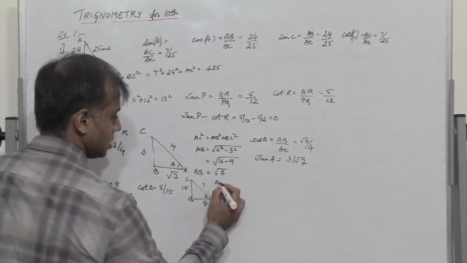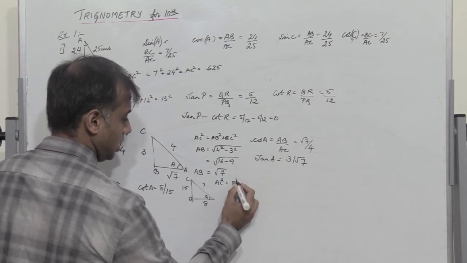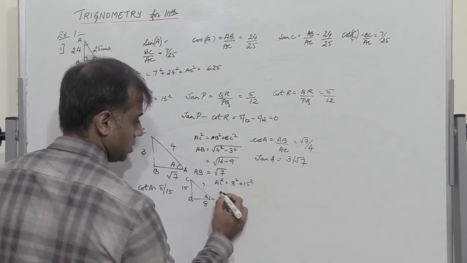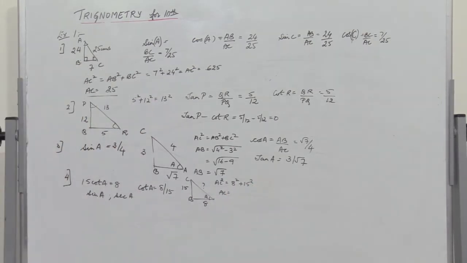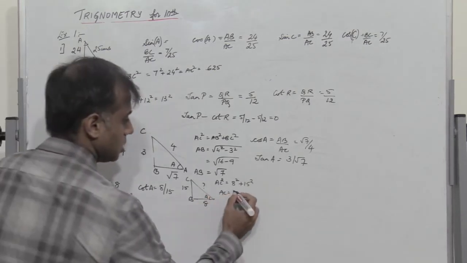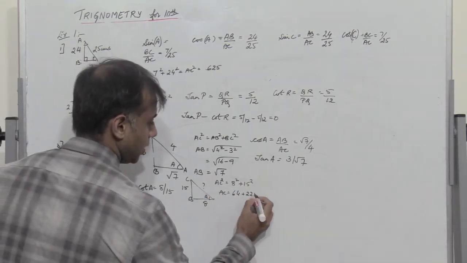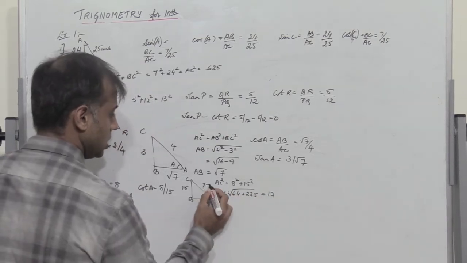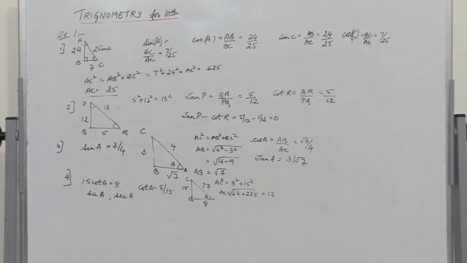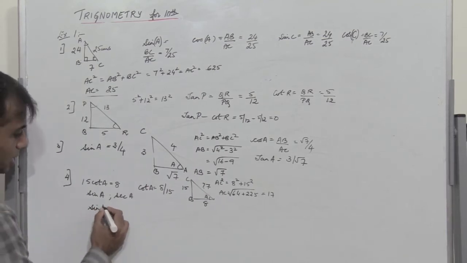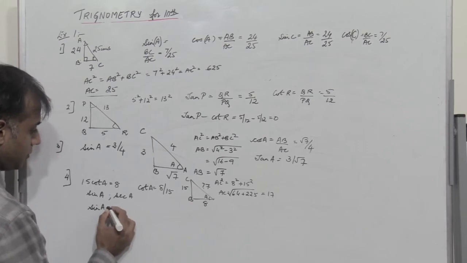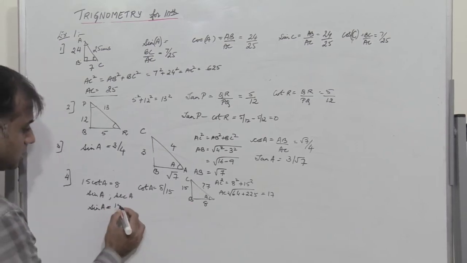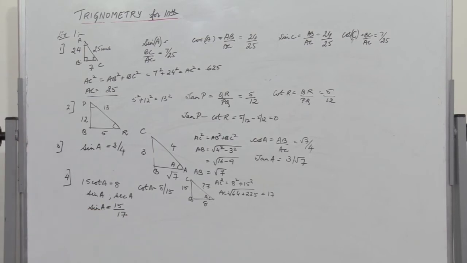AC square is nothing but 8 square plus 15 square. So AC is root of 8 square plus 15 square. So this is 64 plus 225 the whole root. Right? So we get 17. So AC is 17. Once the hypotenuse is known, we can find sine A and secant A. Now sine A is opposite side, which is 15. I'll directly write it: 15 divided by the hypotenuse, which is 17.